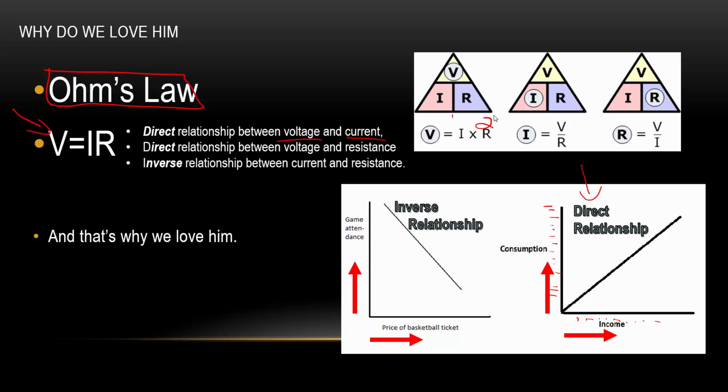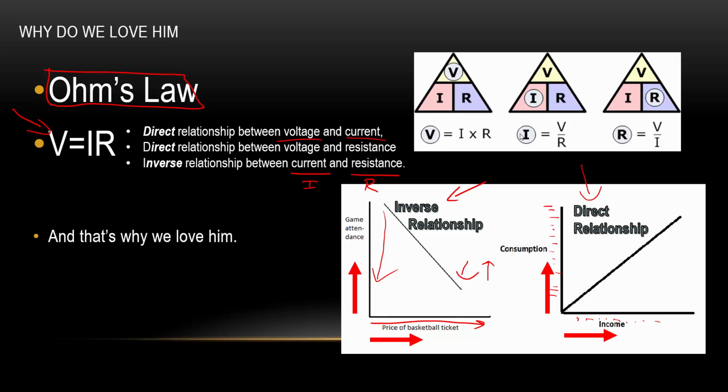So what does it mean to have an inverse relationship? And that is this guy here. That means if we increase the price, the number of people buying the tickets goes down. Okay? So that means as one thing goes up, the other thing goes down. That's an inverse relationship. And that's what it means when it says that current, I, has an inverse relationship to R, resistance. And you can see that in these formulas.